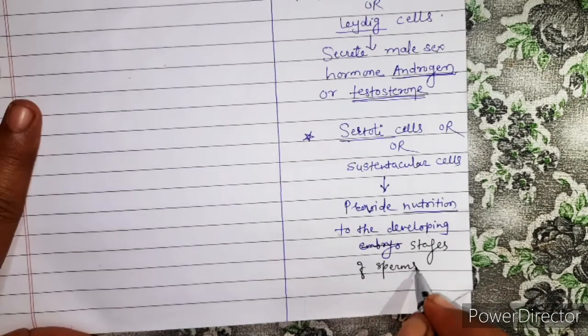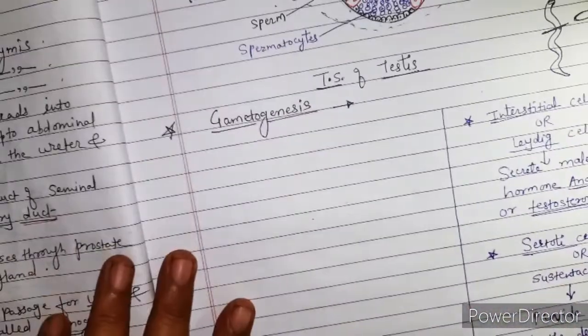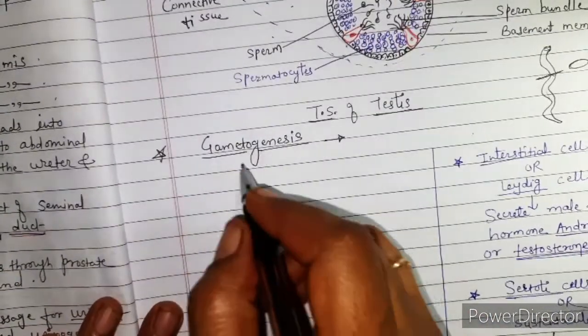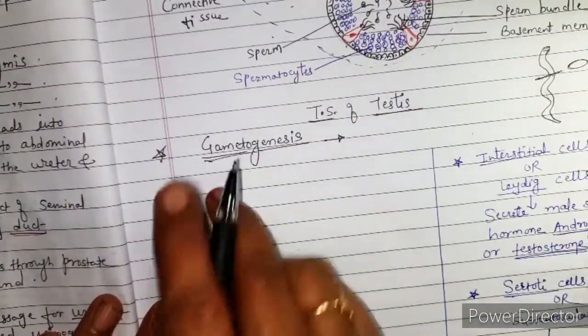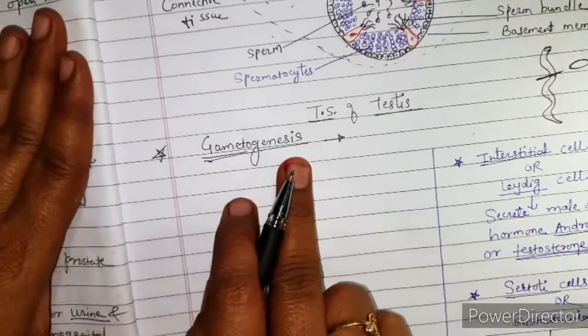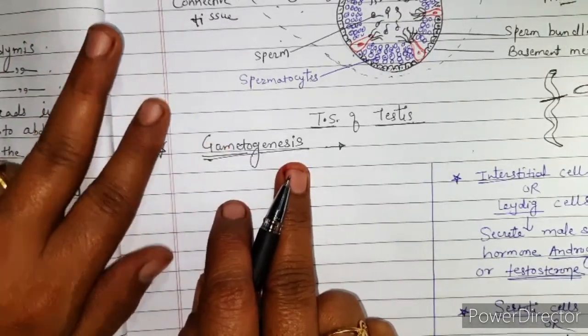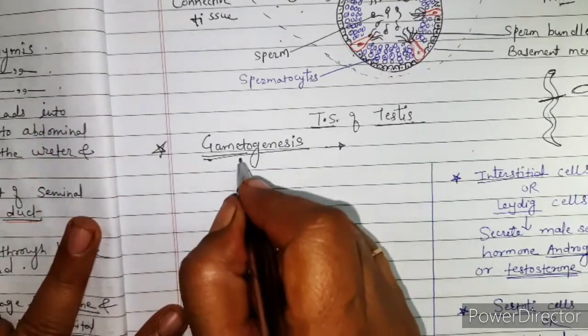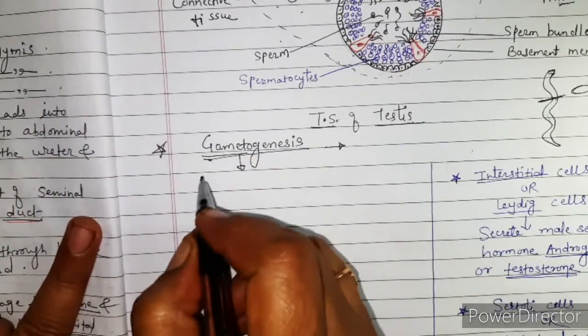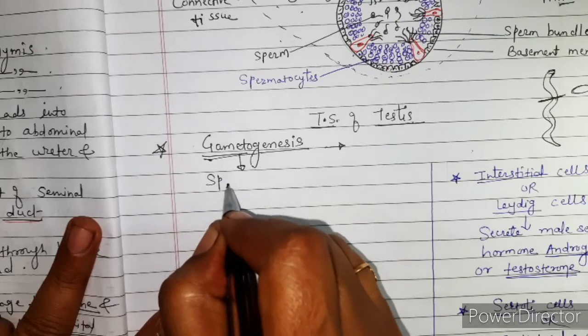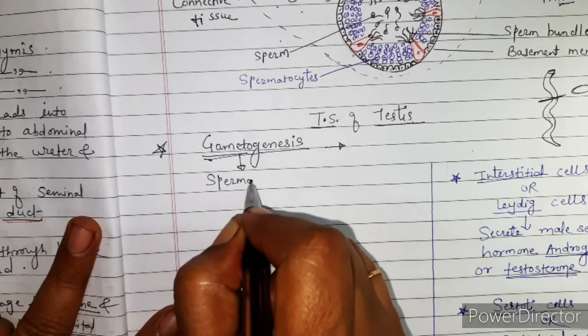Okay students, now we will see the process of gametogenesis. You know that gamete formation is gametogenesis. There are two types of gametes, male gametes and female gametes. Male gametes are sperms, hence gametogenesis in males is called spermatogenesis.